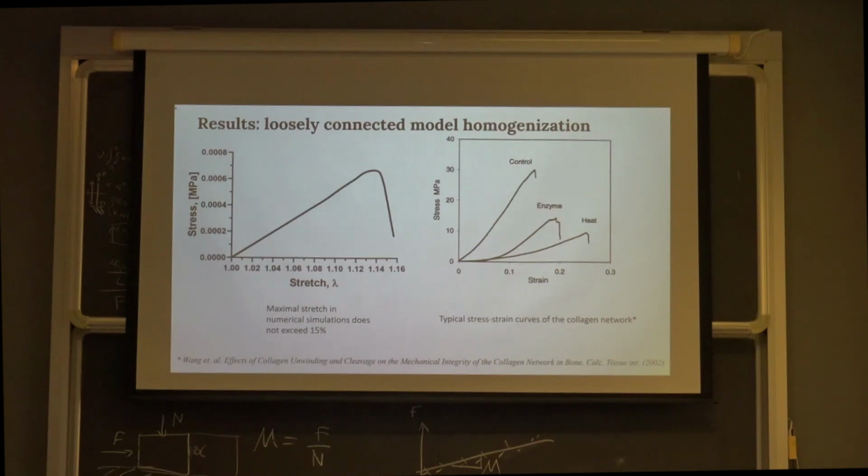Then we decided to look at the homogenization of the loosely connected model, and in this case there are some differences. First, you can see that the stress-stretch curve is not monotonic. At some point it becomes unstable, and if we consider real experiments with collagen networks, this is similar, but in real materials this is a rupture. In our case, it is not rupture, but rather remodeling of the network. Still, we decided to choose this 15% stretch for our experiments.